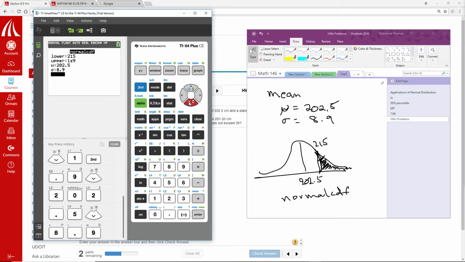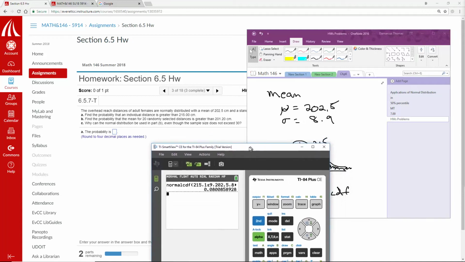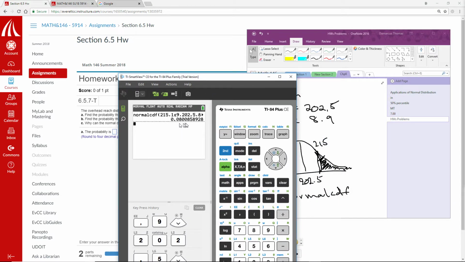and we're talking centimeters. Now this is what you would get on the home screen. This is what you should have entered in on the home screen. Normal CDF, 215, 1E9 represents a billion, very large number. 202.5, 8.9, and then hit enter. And it looks like our probability is 0.0801, or 8%. They want us to round it to 4 places, so we do 0.0801.